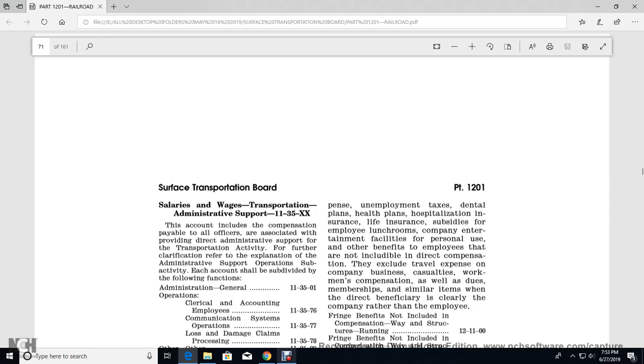They exclude the travel expense of the company business, casualties, workmen's compensation, as well as the dues of the membership, similar items when the direct beneficiary is clearly the company rather than the employee.